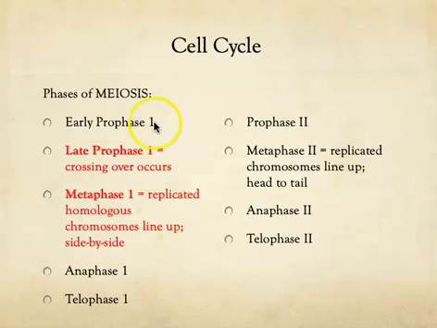So, early prophase 1 is going to look very similar to prophase of mitosis. During early prophase 1, we're going to see the chromosomes condense and the spindle apparatus appear. During late prophase 1, something very different is going to happen, and that's called crossing over.